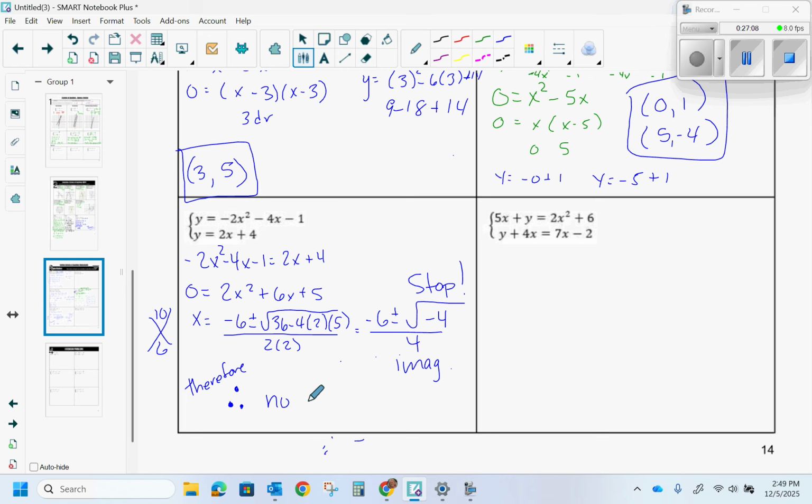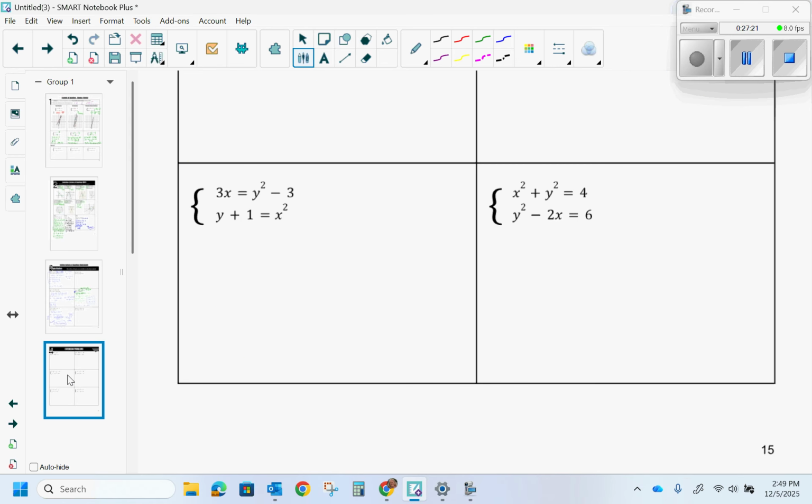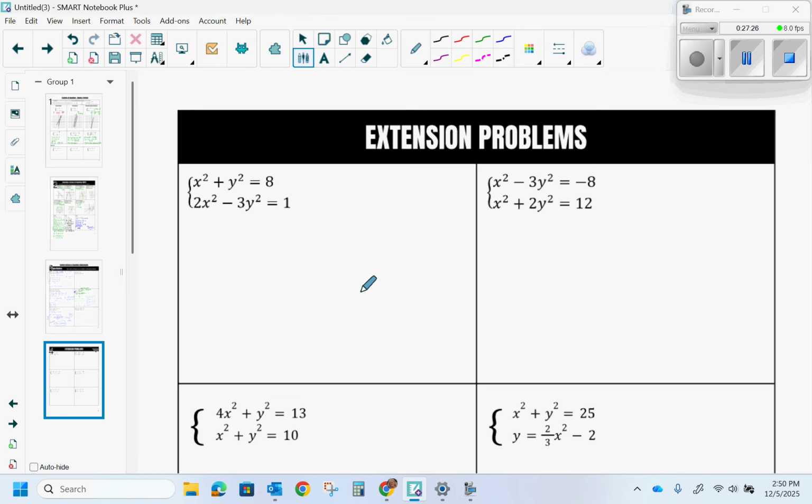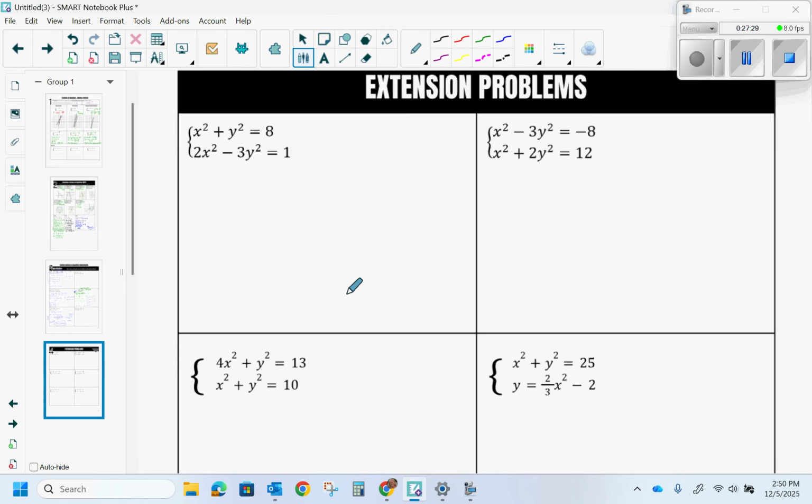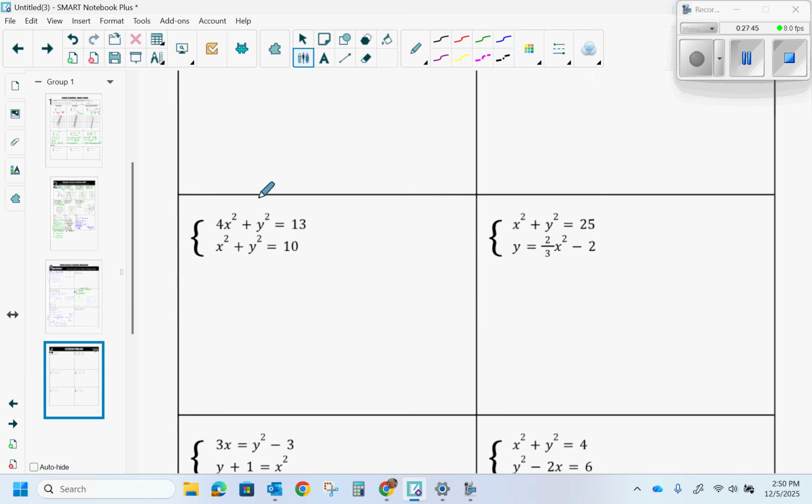So this is no solutions. Okay, these don't intersect. All right, I'm going to do a couple more examples, maybe just one, maybe 2, I don't know. We are going to look at when you have 2 circles or 2 ellipses or 2 hyperbolas, which I know a lot of you don't know what those are, but they're different conic shapes. But I want to show you how we can solve some of them. I don't want to start with that one. I want to do this one right here.